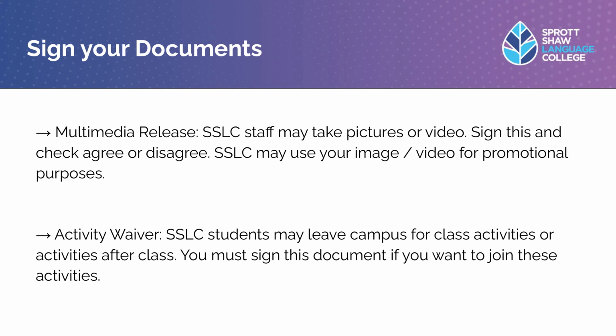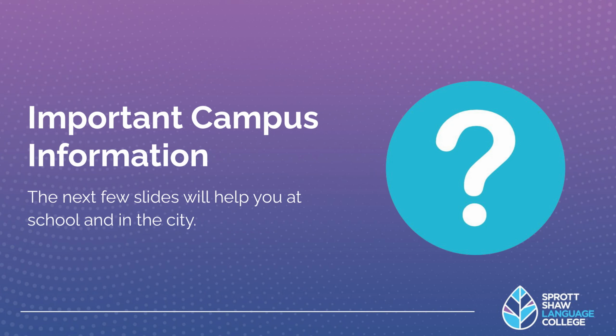You can also sign your activity waiver. SSLC students may leave campus for class activities or activities after class. You must sign this document if you want to join these activities. This document tells you that if something bad happens, SSLC is not responsible. Now let's look at some information about your campus and the city.